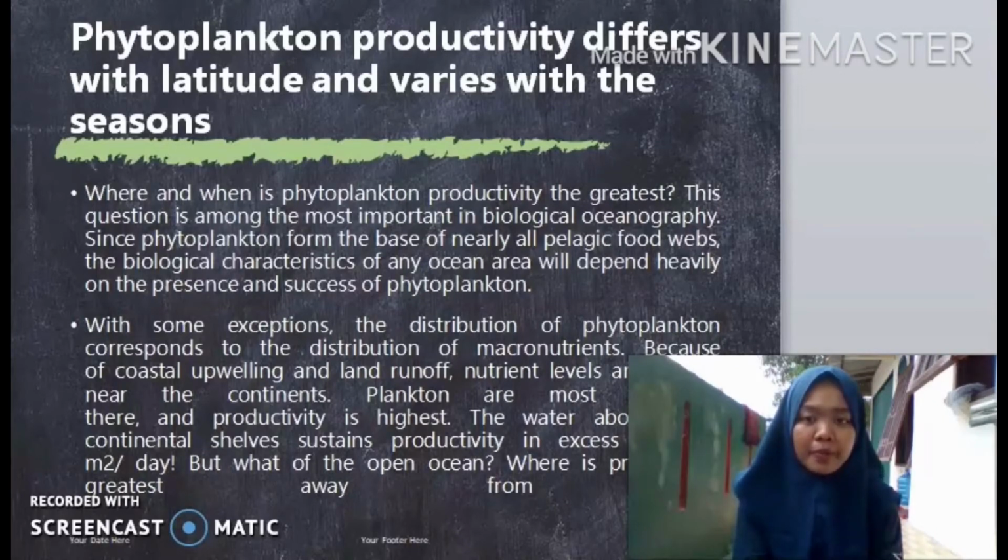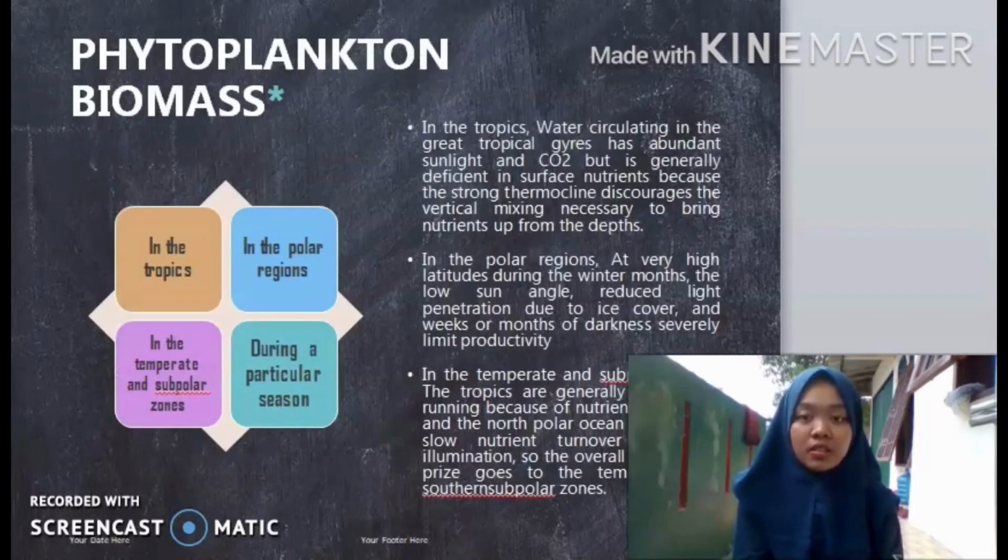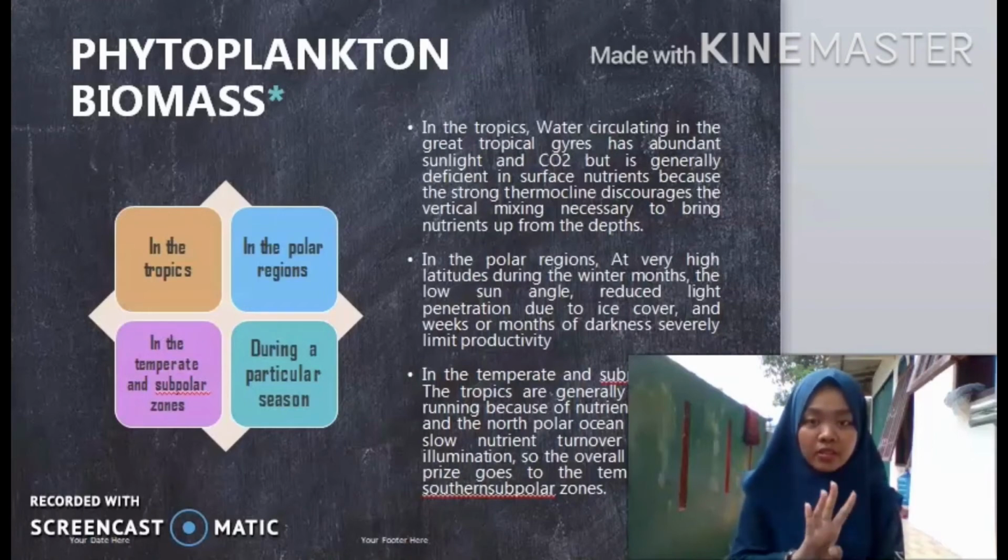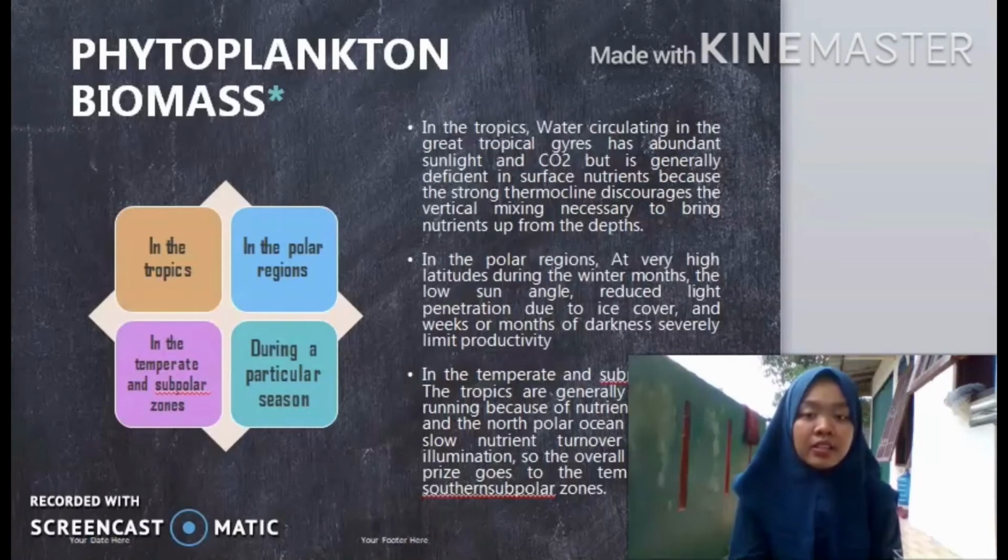Now, but what of the open ocean? What is productivity like away from land? We will answer this question. In here there are 4 components. The first is in the tropics, then in the temperate and subpolar zones, in the polar regions, and then during a particular season.